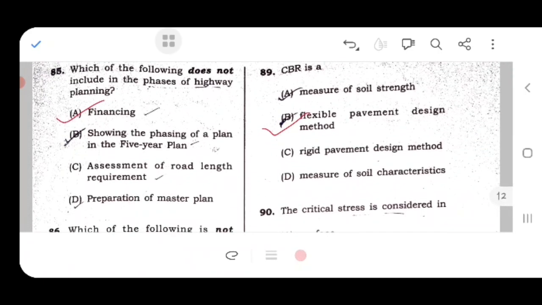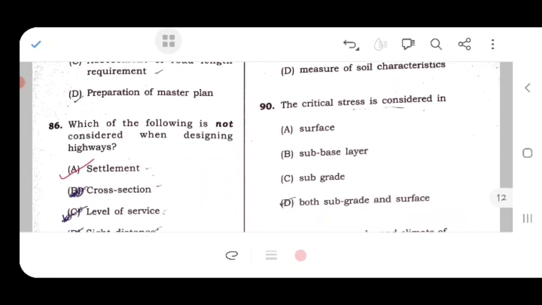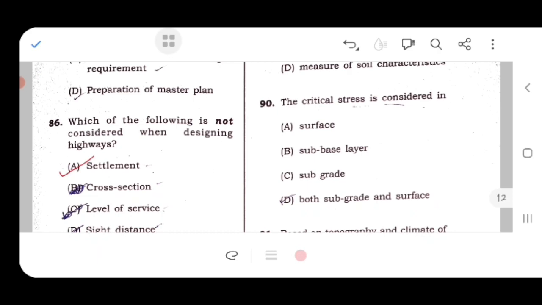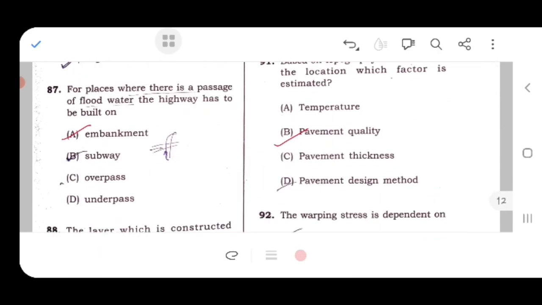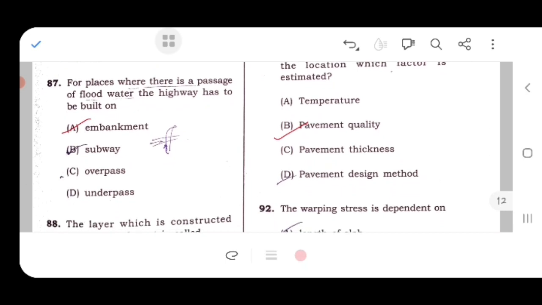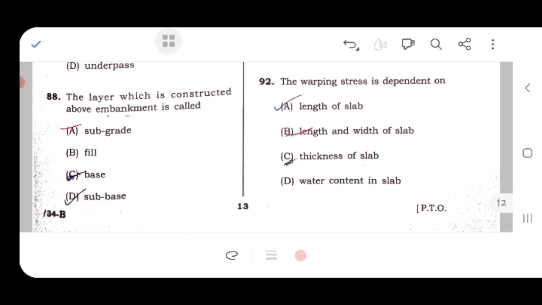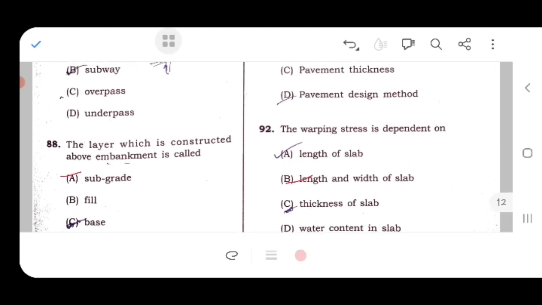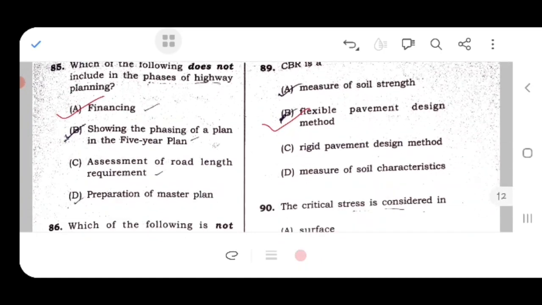Which of the following does not include in the phases of highway planning? Financing. Which of the following is not considered when designing highways? Settlement. Where there is a passage of flood water, the highway is built on embankment. The layer which is constructed above the embankment is called subgrade. CBR is a flexible pavement design method.